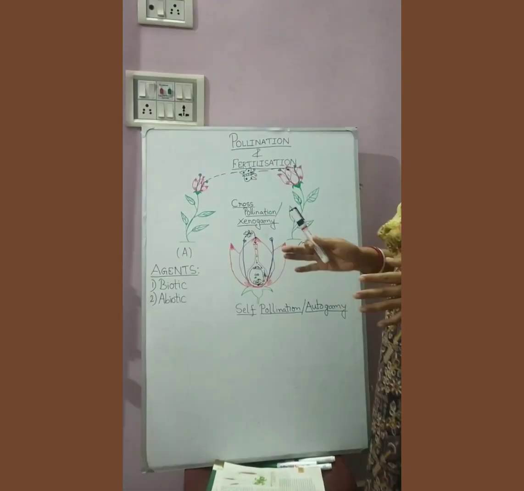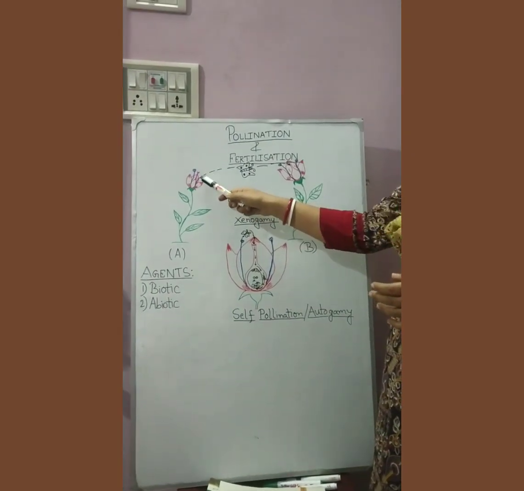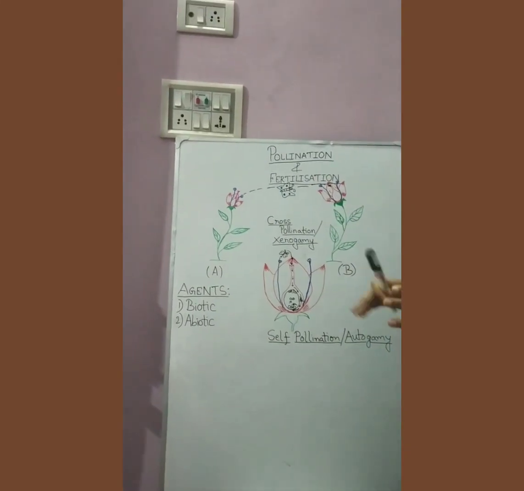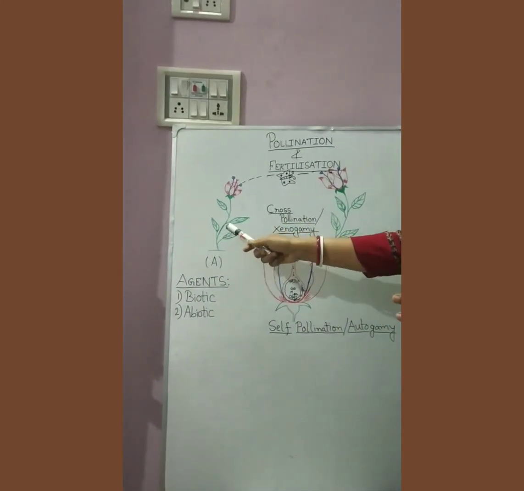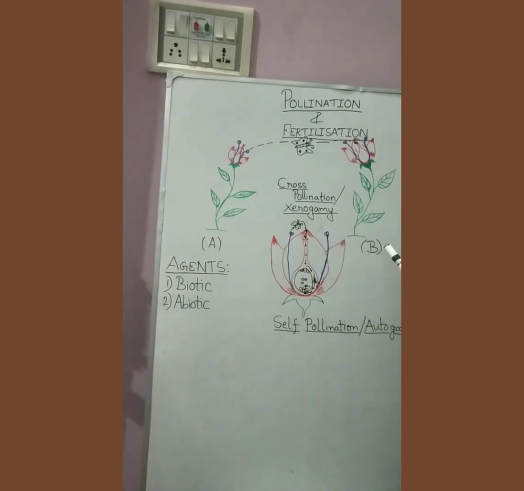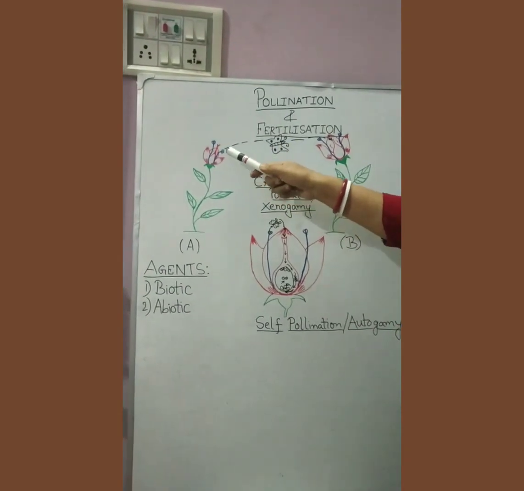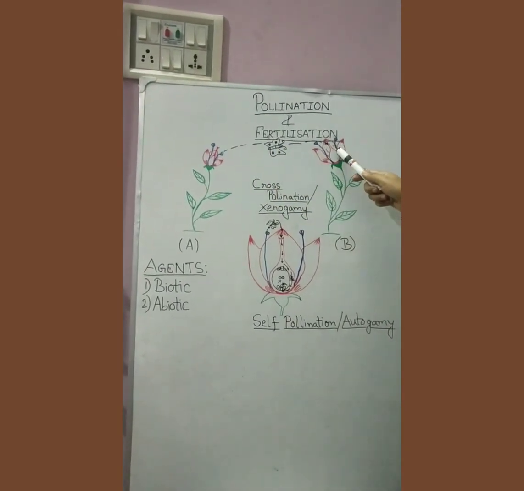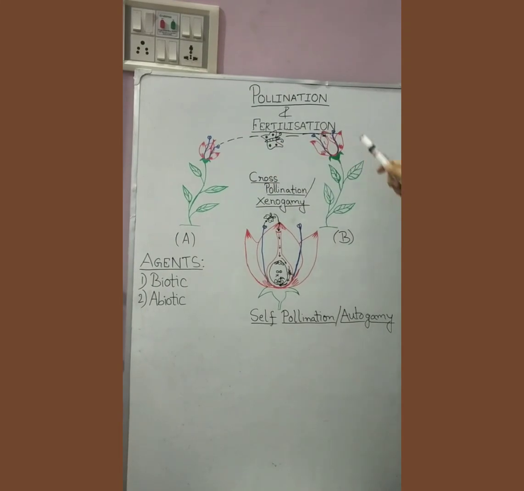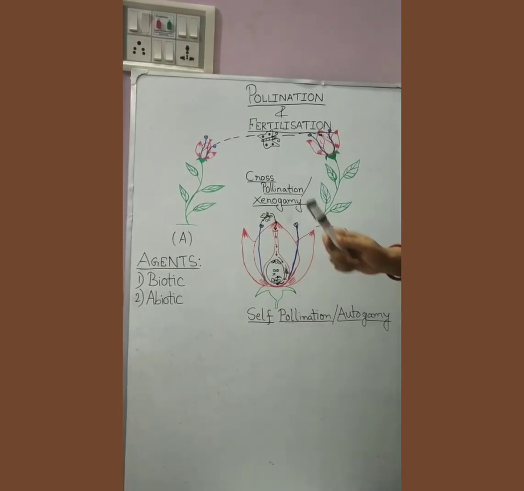Now pollination is a process by which the pollen grains are transferred from the anther to the stigma of a flower. When it is between two different plants, suppose this is A plant and this is B plant, and there's an agent, say a butterfly, carrying the pollen from the anther to the stigma of the B plant, then this type of pollination will be called cross-pollination. It is also known as xenogamy.